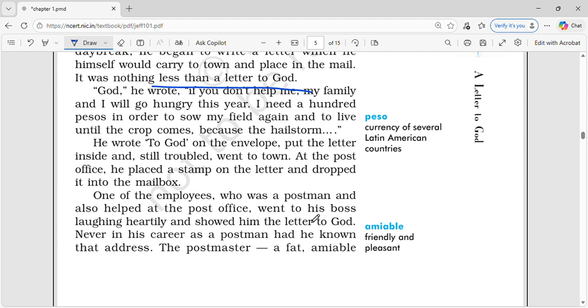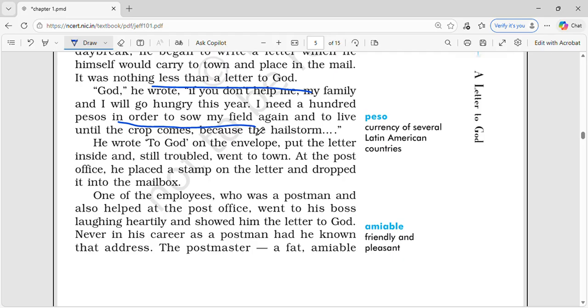God, he wrote, if you don't help me, my family and I will go hungry this year. That means if you don't help me, my whole family will go hungry and we will have nothing to eat. I need 100 pesos in order to sow my field again, and to live until the new crops come, because of the hailstorm. So he needs 100 pesos in order to sow and get all of these crops back, because he only has a few crops, until and unless he starts growing them again.